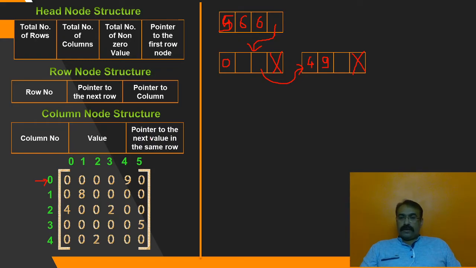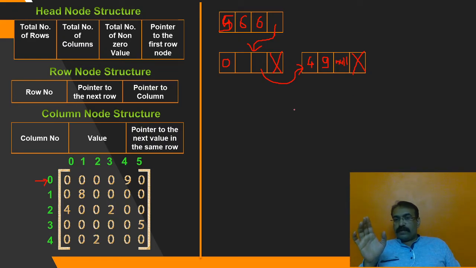Okay, and what is the next thing? Pointed to the next value in the same row. Do we have any other value in the same row? We don't have. So this will be made as null. Getting me? This will be made as null. Now what is this information? This is the information about the 0th row and the columns in which it has the non-zero values.